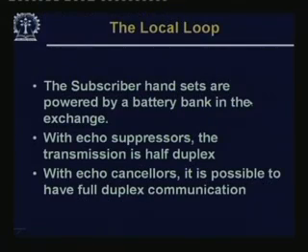Now let us take a little look at the local loop. The subscriber handsets are powered by a battery bank in the exchange. At least the ordinary handsets do not need to be connected to any power; they actually derive their power from the same cable which is coming and connecting your telephone set. And with echo suppressors the transmission is half duplex, and with echo cancellers it is possible to have full duplex communication. If you remember, we talked about half duplex and full duplex communication.